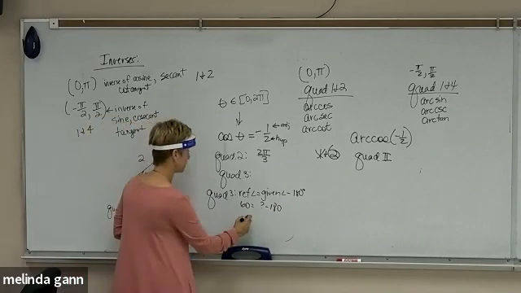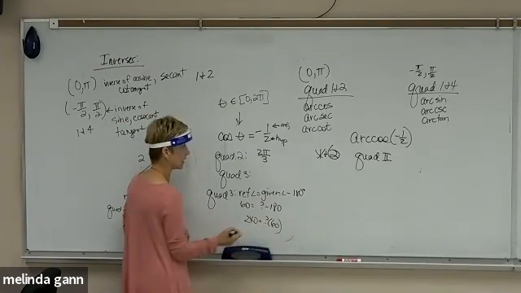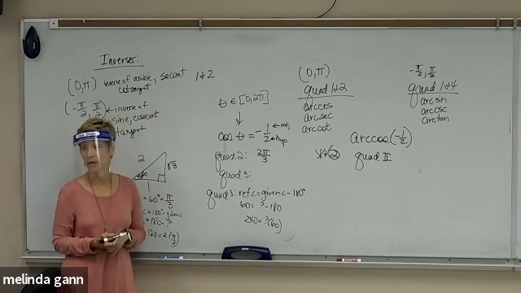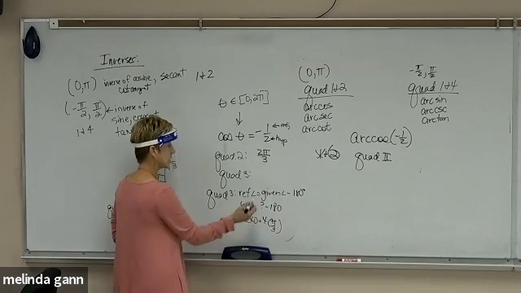Well, again, 240 has got to be something times your reference angle. So what do you multiply 60 by to get 240? 4. What is 60 in terms of radians? Pi over what? 3. So what's my quadrant 3 answer?